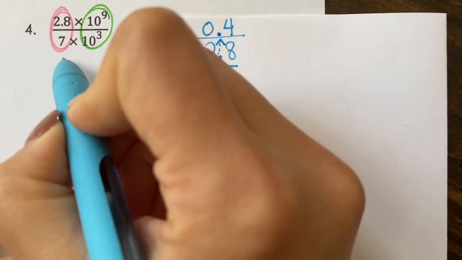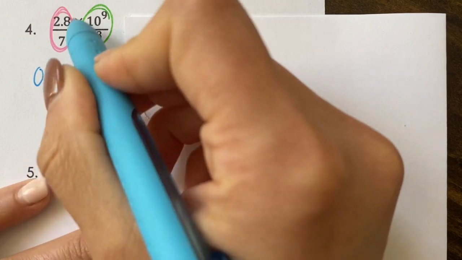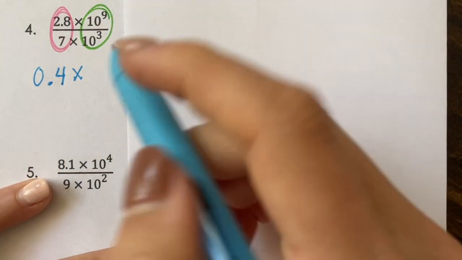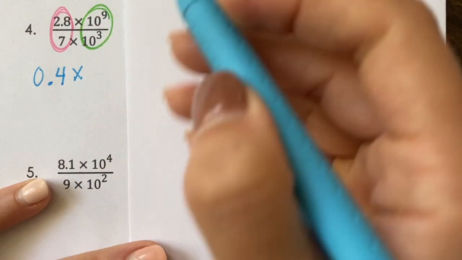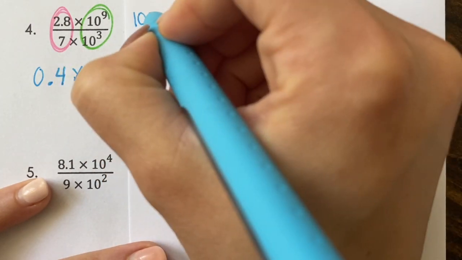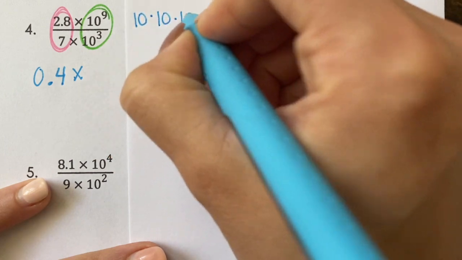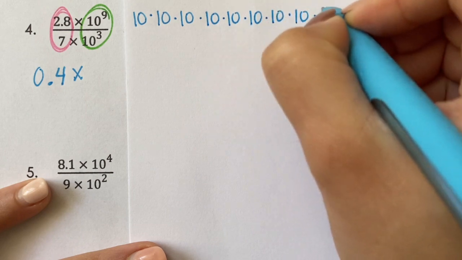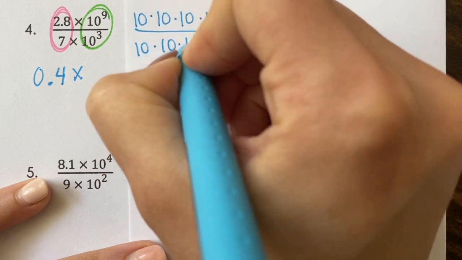So that is the answer to this first part. So we're going to put it right under this first part. If you want to go ahead and put your times in the middle from the problem, you're more than welcome to. Now we're going to do the second part here. So 10 to the 9th power divided by 10 to the 3rd power. So you know me, I like to write everything out. You have 10 9 times on the top. So 1, 2, 3, 4, 5, 6, 7, 8, 9. You have 3 on the bottom. 1, 2, 3.